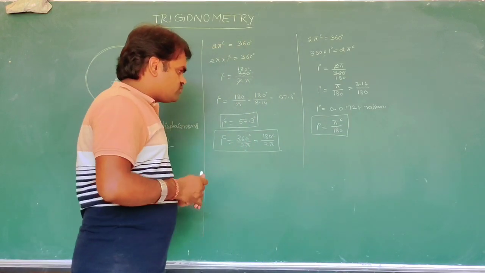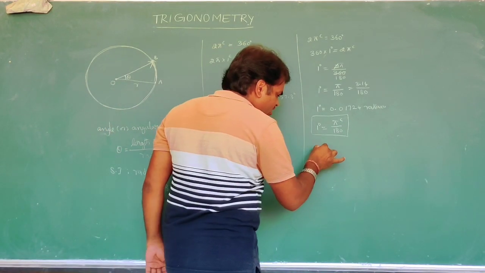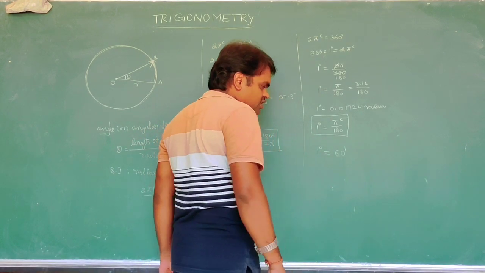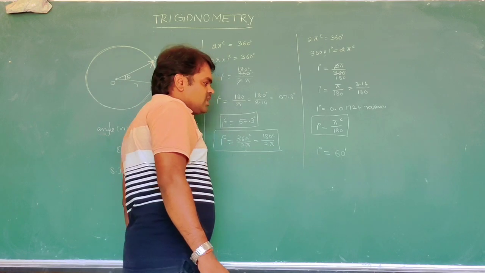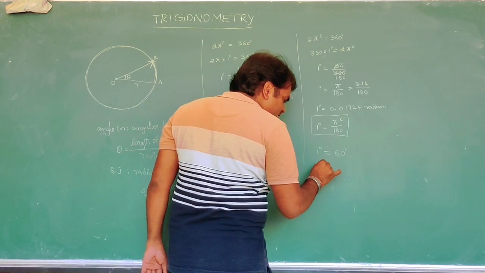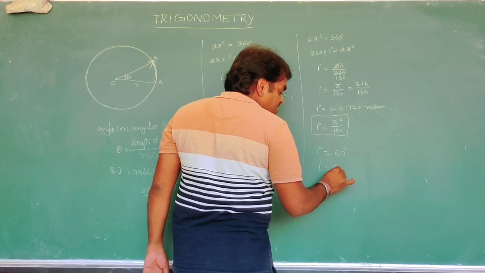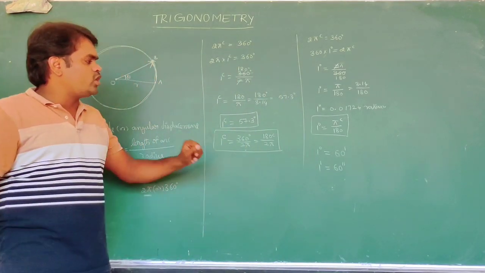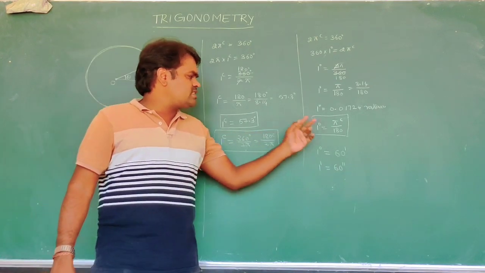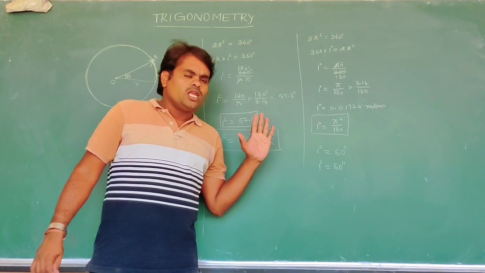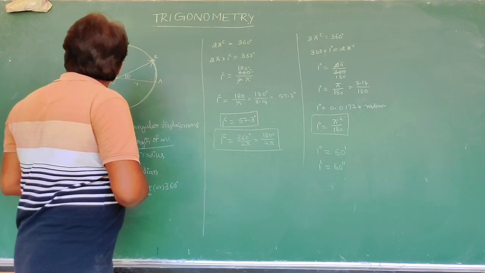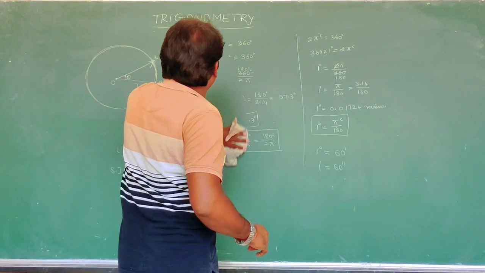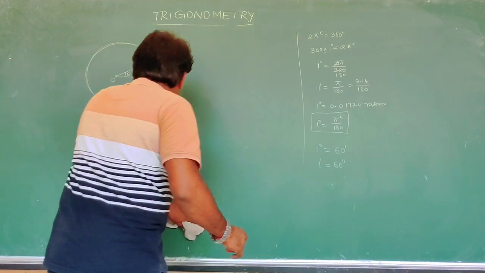Here, 1 degree contains 60 minutes, which we denote like this. 1 minute contains 60 seconds, and we denote it like this. This is very important. Basically, we can use this and this. Okay. Now we are going to discuss conversion of degree to radian and radian to degree.